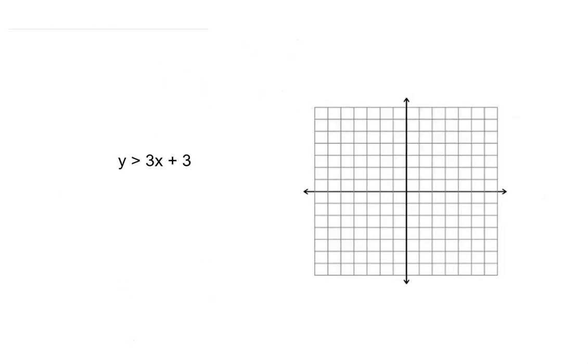And we'll look at one more example. If I have y is greater than 3x plus 3, again, remember I have my slope, which is my m, which is 3, and my y-intercept, which is 3. So my slope is going to be 3 over 1.